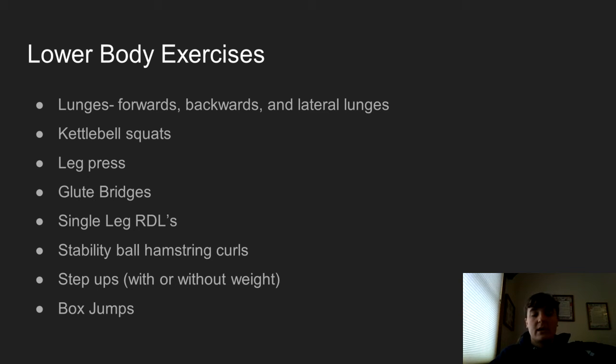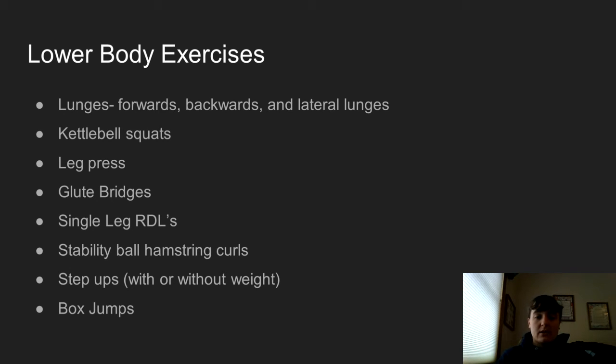A stability ball hamstring curl. You're on your back, you put your feet up on a stability ball, and you use your hamstrings to curl it in and then back out. So you're bending your knees, straightening, bending and straightening.